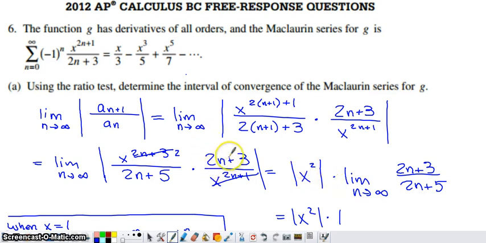Something that's tempting to do would be to cancel these 2 n's, but you can't do that because you're going to violate the order of operations. You've got a set of grouping symbols here, a set of grouping symbols there. You can't dip inside those parentheses and cancel those 2 n's. So within the limit, you're left with 2n plus 3 over 2n plus 5. Now, you do get infinity over infinity initially for this limit, but if you use L'Hopital's rule, you're going to get 2 over 2. And so this limit's going to have a value of 1.